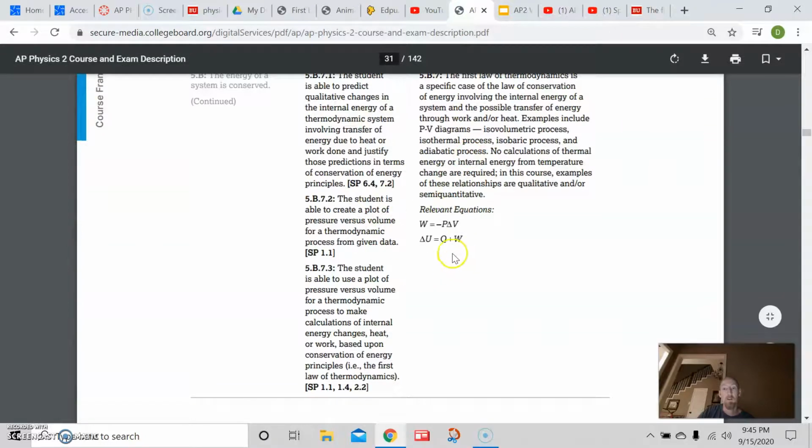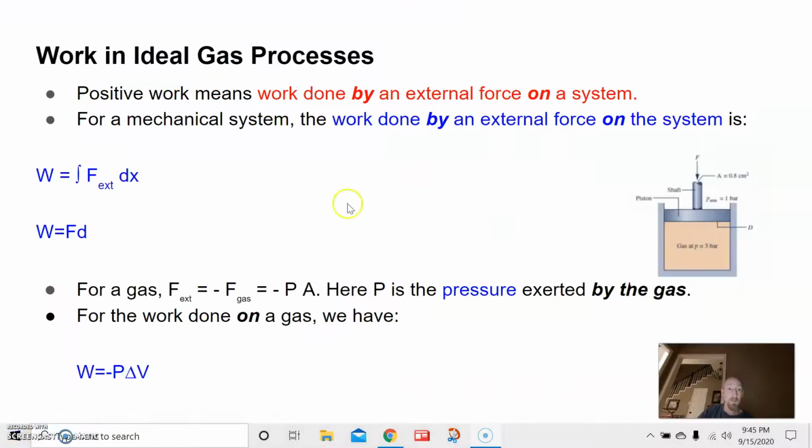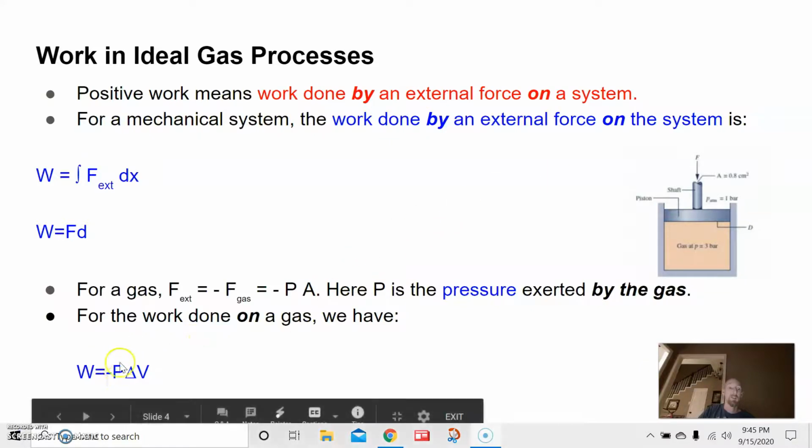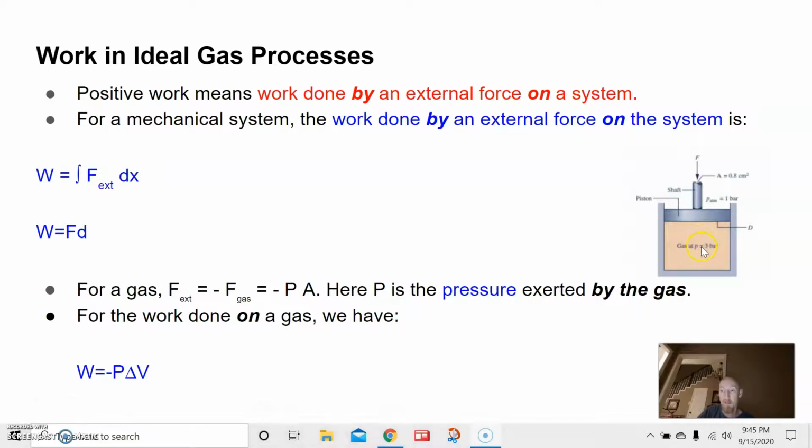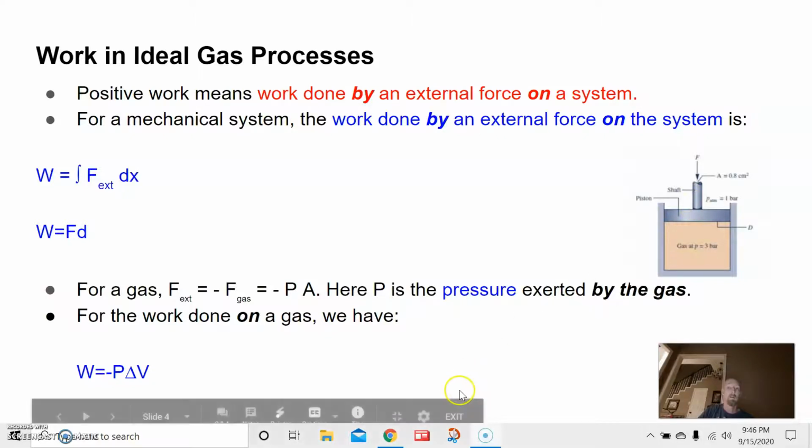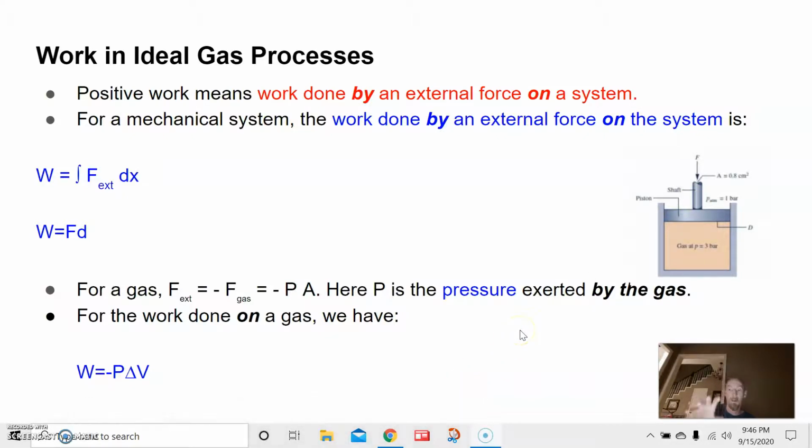Here are the relevant equations, and as you can see, they're going to use ΔU equals Q plus W and work equals negative PΔV. So this is what we need to be doing. Sharky, finally, just tell us, what are we going to be doing? So positive work means work done by an external force on a system. And this is tricky because this pressure here, this P, is the pressure exerted by the gas. The gas exerts pressure on all the walls and on the piston. So it's pushing up on that piston. The piston may be pushing down, yes? And so it depends on whether you're talking about environment or gas.